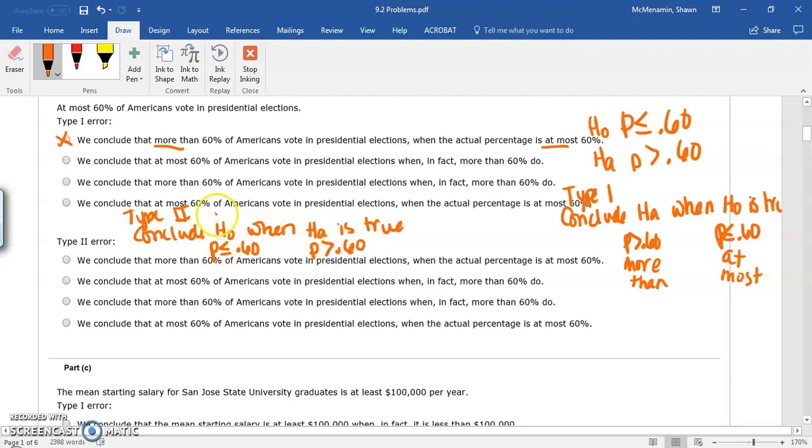Remember, they used at most for H naught, and for greater than, they used more than. So you're concluding that the percentage is at most 60% when in fact it's more than 60%. So we conclude at most 60%, less than or equal, when in fact it's more than 60%.